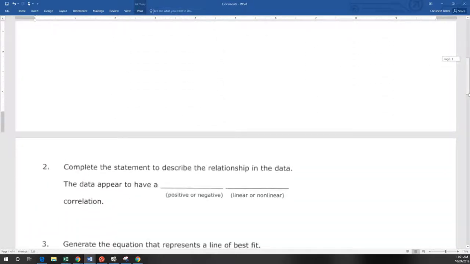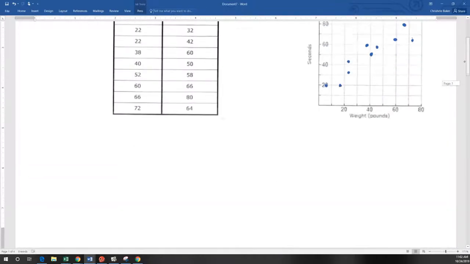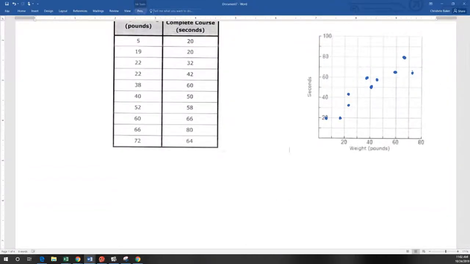Number 2, complete this statement to describe the relationship in the data. The data appears to have a positive linear correlation. So I can see that it looks like a line, something like that. That doesn't actually look very straight.